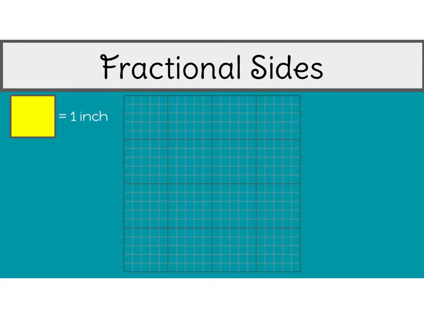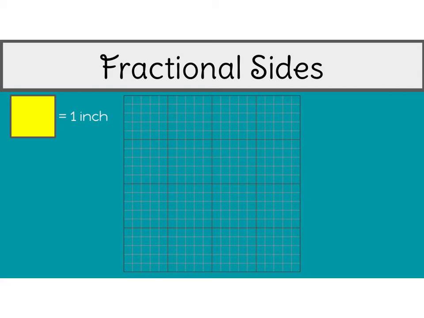Okay, so let's take a look at what happens when we have fractional sides. Remember, in the past, our problems have had a whole square inch to work with. So when we talk about fractional sides, that means we're taking that 1 square inch and making it into pieces that are smaller than the whole. Let's do a couple of examples to give you an idea of what I'm talking about.